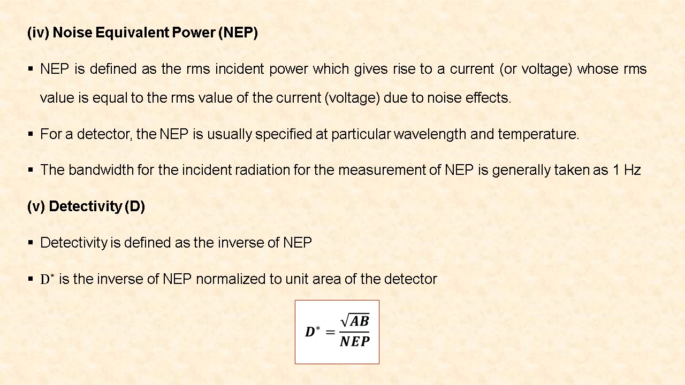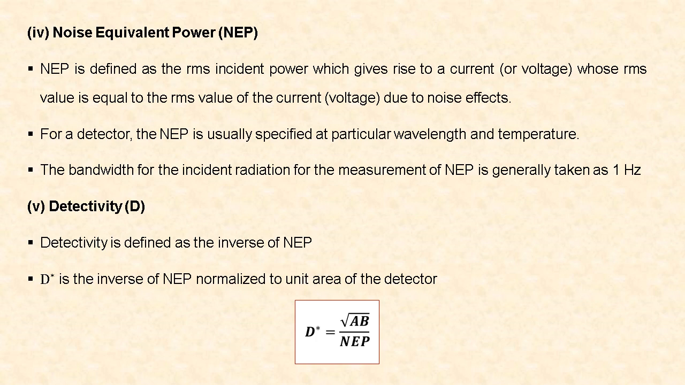Next performance parameter is detectivity. It is defined as the inverse of noise equivalent power. The detectivity depends on detector sensitivity, spectral response and noise. It is a function of wavelength, modulation frequency and bandwidth.